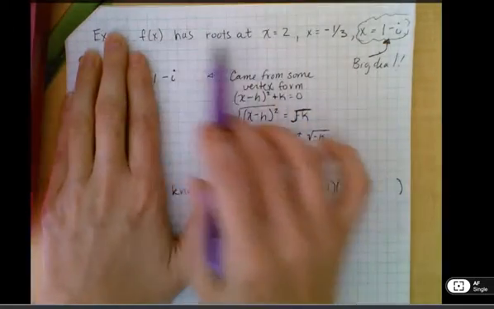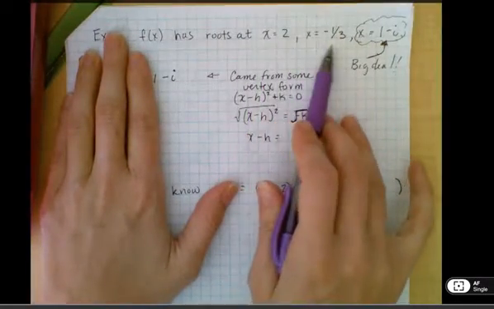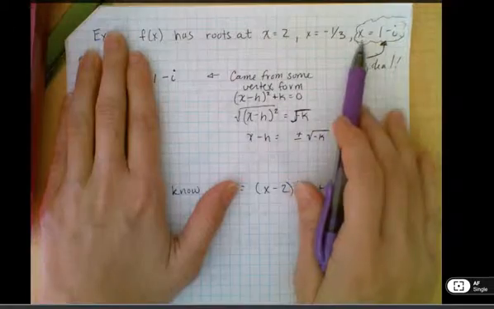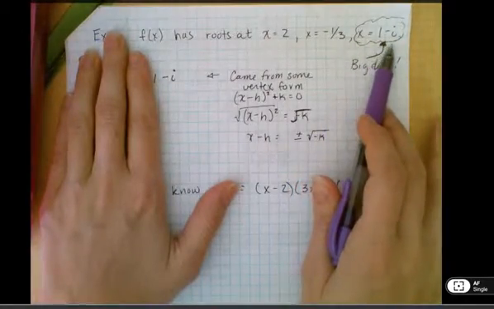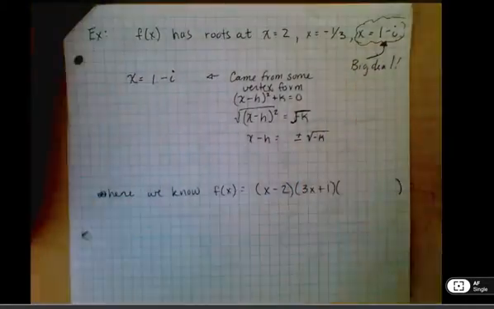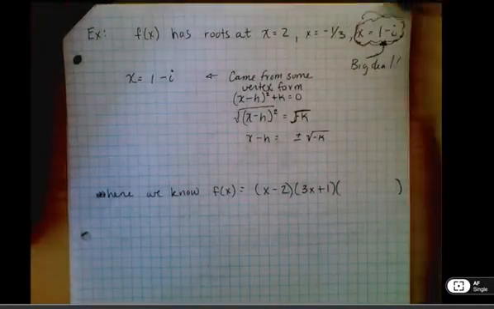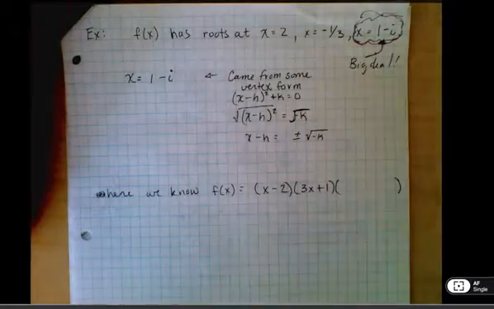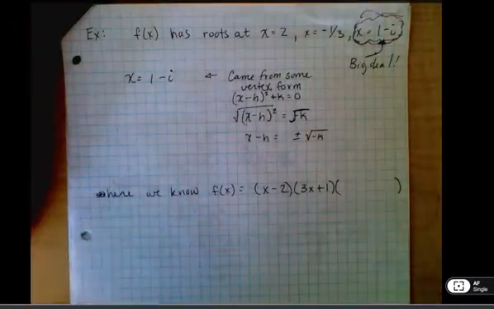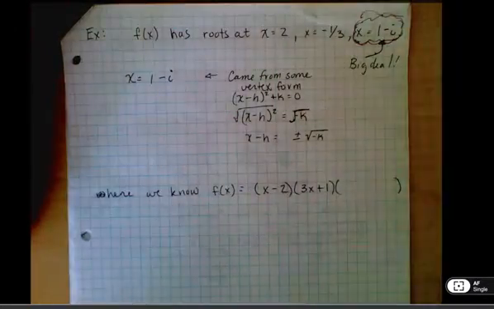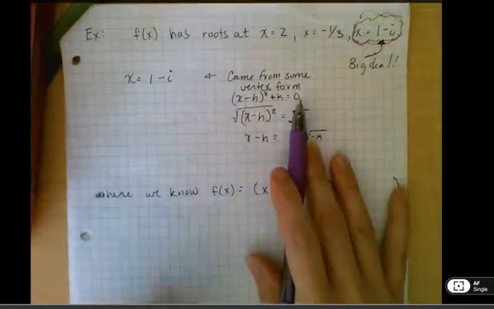So we have some function and it has roots at x equals 2, x equals negative 1/3, and x equals 1 minus i. So let's put some color around that one, because when it tells me something like that, it's a big deal. There are some inferences to be made from that root. So let's look at where that might have come from.